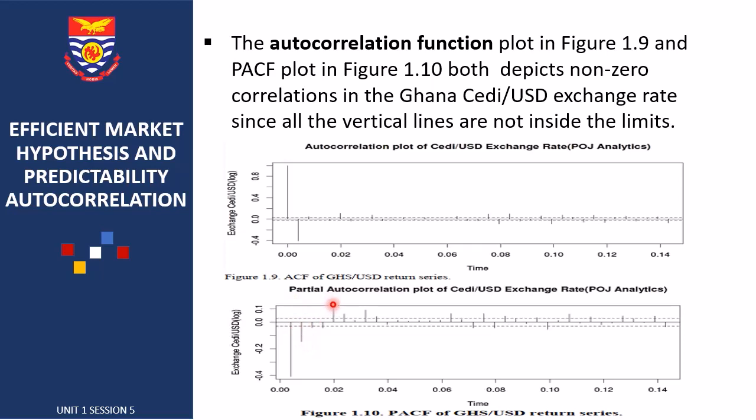The same thing can be said of figure 1.1. Here too, we could see that these vertical lines are outside the boundaries. The boundaries are the dashed lines, and there are two. If the datasets are found between these dashed lines, then we say there is no autocorrelation. But in our case, there is, because all these vertical lines are found outside the boundaries, which indicates that they are autocorrelated.